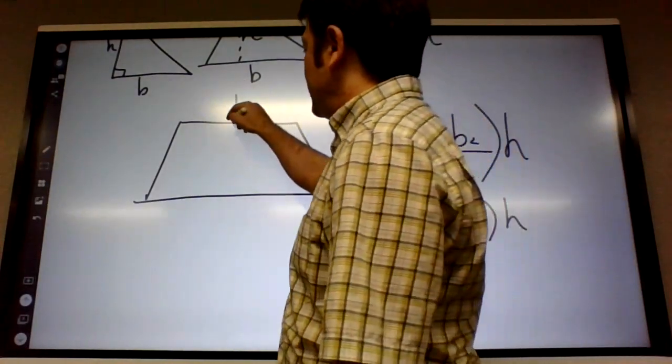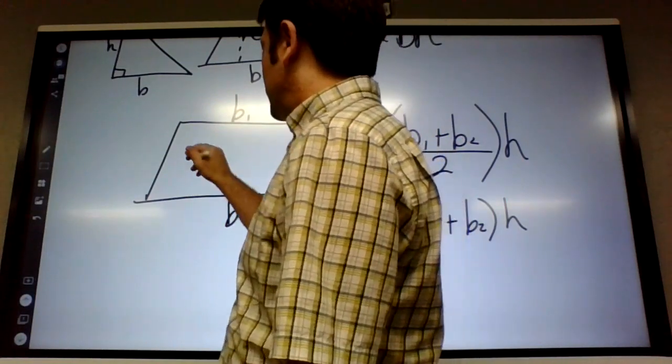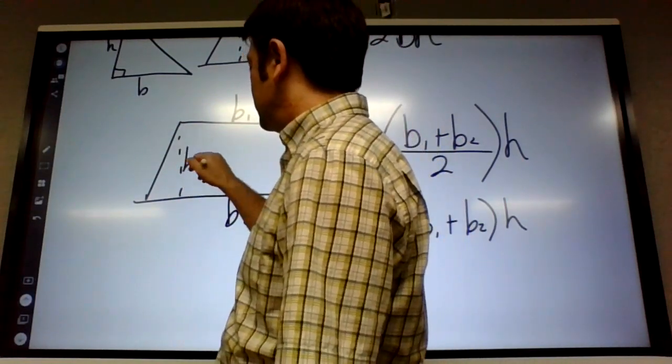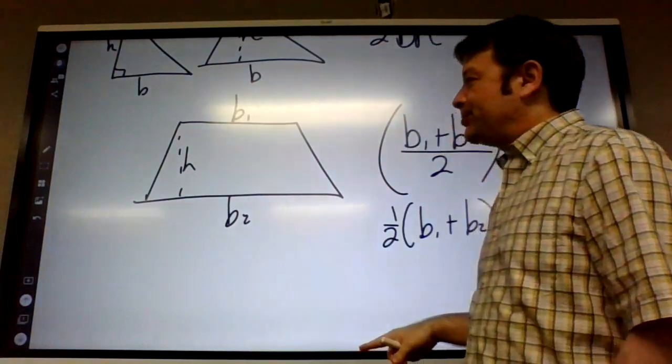Okay, the bases would be the two parallel sides. The height would be the vertical line. Okay, that's for trapezoids.